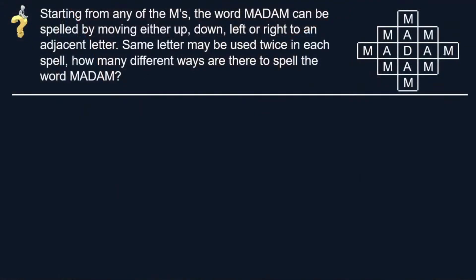Now the second part they have said is the same letter may be used twice in each spell. What do you mean by that? Suppose I want to spell madam and we start from M, I can come to this D and from D I can retrace back to M. So you will see that this A or this M has been used twice. This is accepted. Now the question comes, how many different ways are there to spell the word madam?